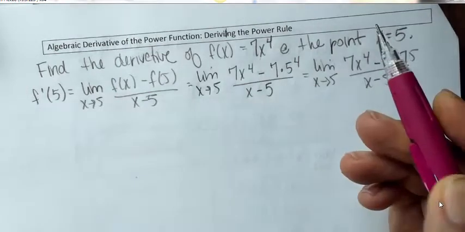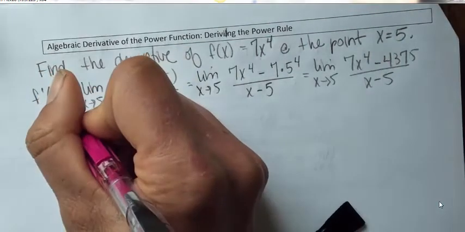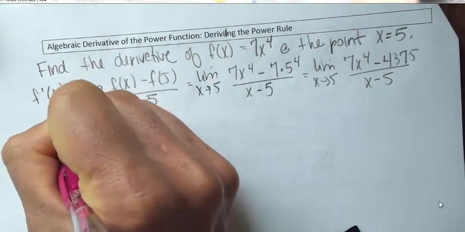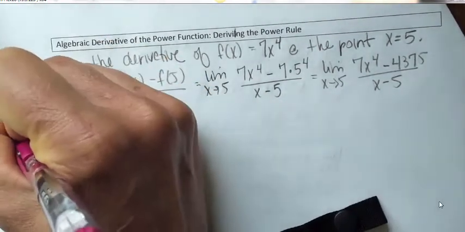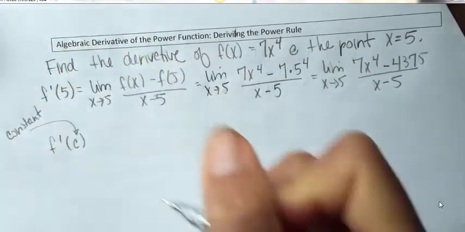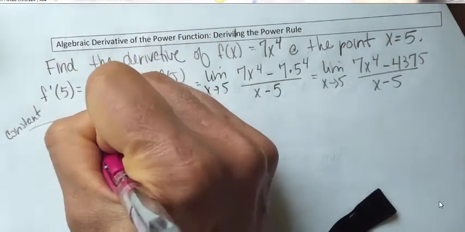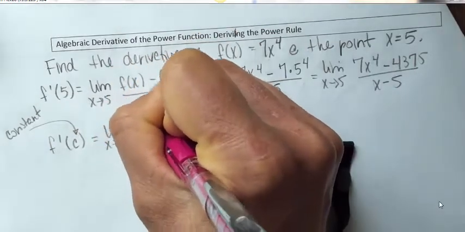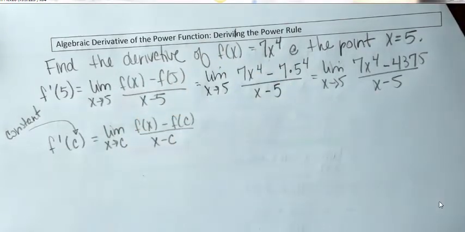But before I do that, I'm going to prove it to you, or I'm going to derive it for you. So let's say instead of using 5, let's use any constant. We're going to use just c to represent a constant, like 5 or 2 or 10 or any number you want. So f prime of c will be equal to the limit as x goes to c of f of x minus f of c over x minus c.